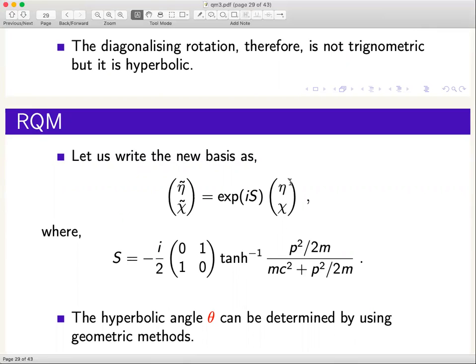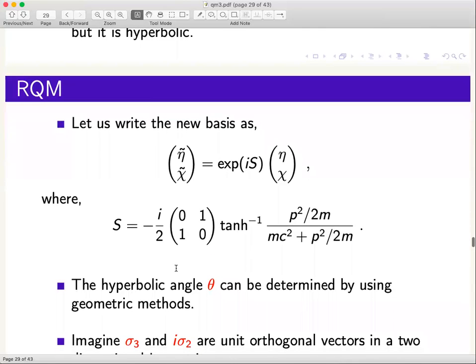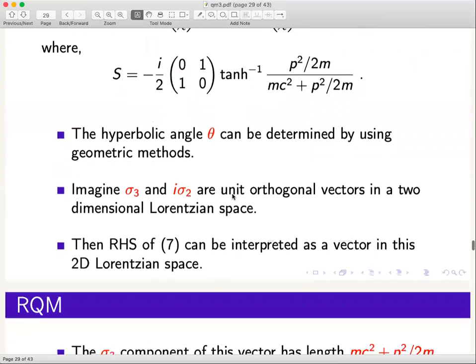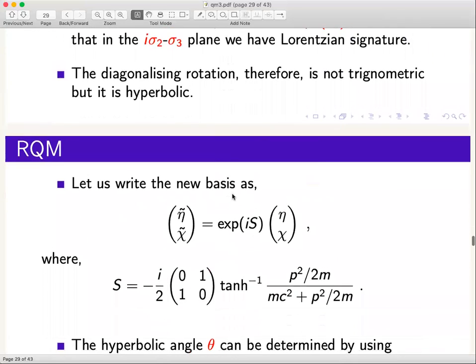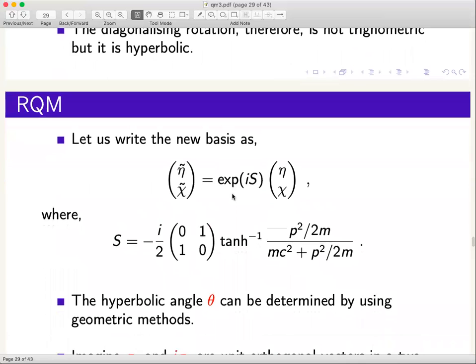You have created a two-component vector space, and you're doing a rotation, a Lorentzian rotation, in that space. And in fact, we need to give an interpretation to this particular transformation in a moment. We will do that. So the last equation that we are obtaining, in terms of eta tilde and chi tilde, is not covariant. Not yet covariant, in fact.